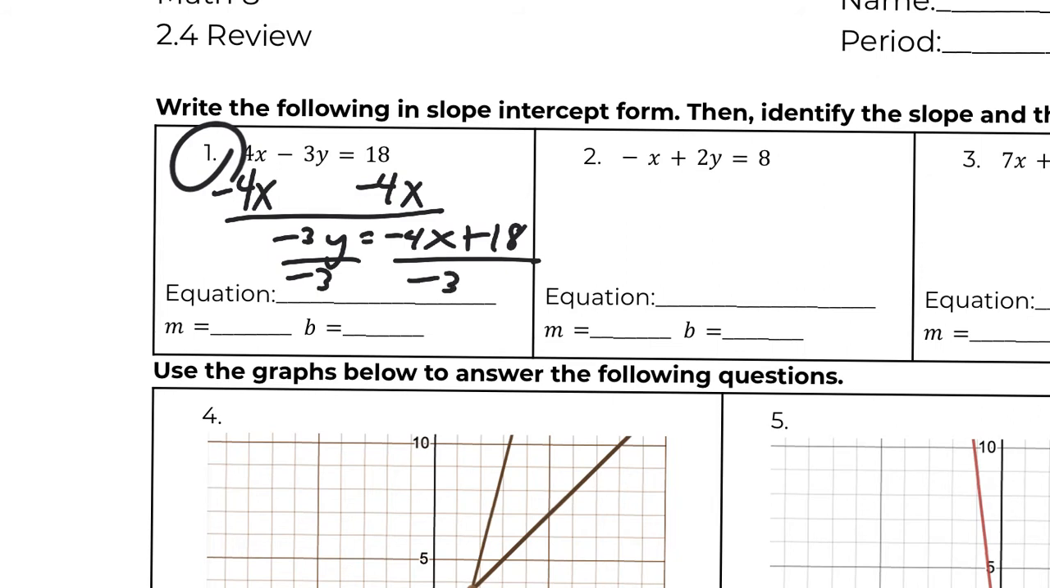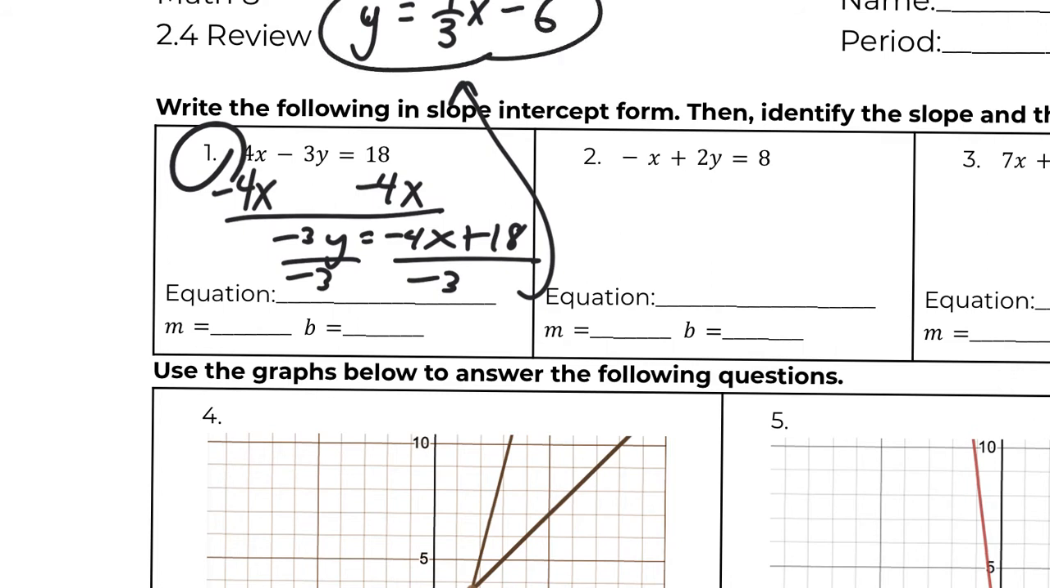So I'm running out of space here, but I'll come up here to finish. If I do that, it's y equals negative 4 over negative 3. That's positive 4/3, because a negative over a negative is a positive. So positive 4/3 x. And then 18 divided by negative 3. So I'm doing this division by negative 3 on both terms. So that's going to be negative 6. So there's my equation. That's what would go in the equation box. Your m is 4/3. Your b is negative 6.